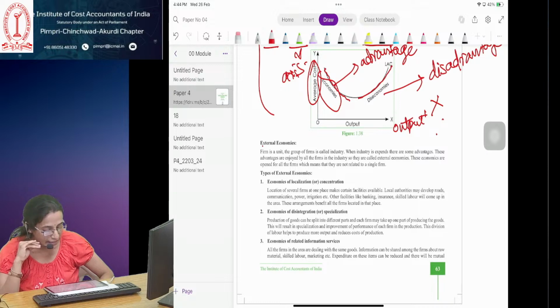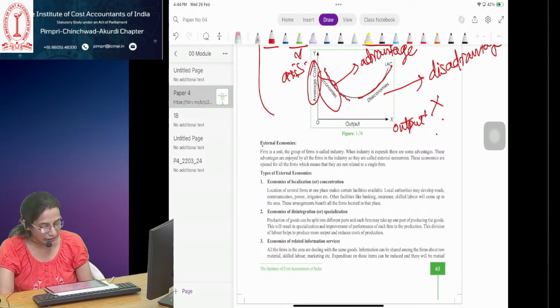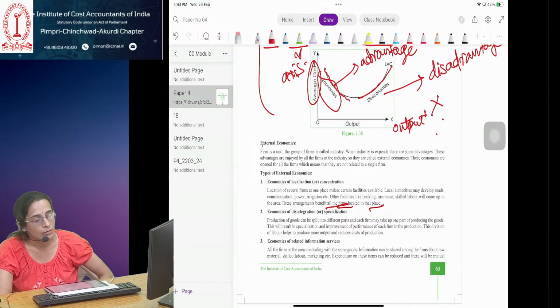Local authorities may develop roads, communication, power, irrigation. Other facilities like banking, insurance, skilled labor will come up in the area. These arrangements benefit all the firms in the place. Every automobile producer will get benefited.